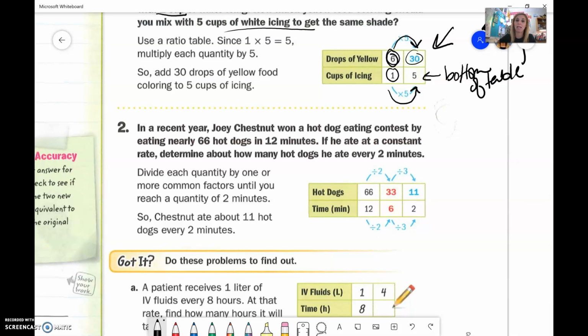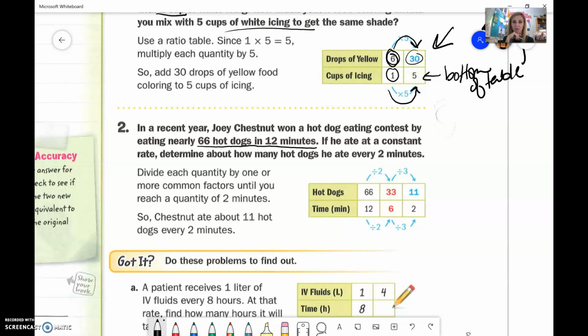All right, Joey Chestnut. I love Joey Chestnut, and you're going to see in this lesson that I've attached something really fun that I absolutely positively love to do, and it's phenomenal. Okay, so it says, in recent years, Joey Chestnut won the hot dog eating contest, eating nearly 66 hot dogs in 12 minutes.